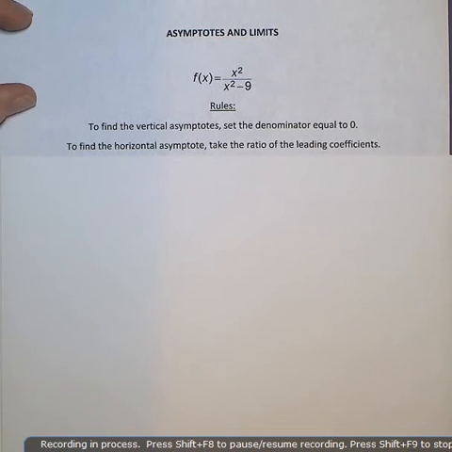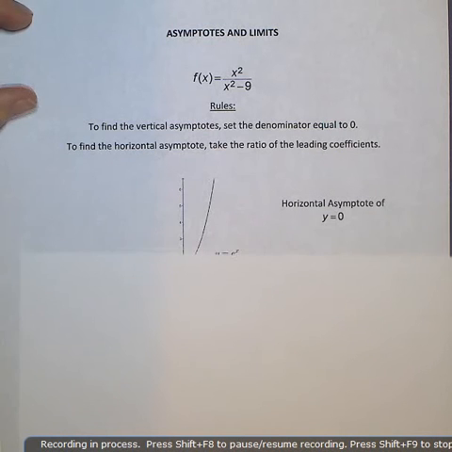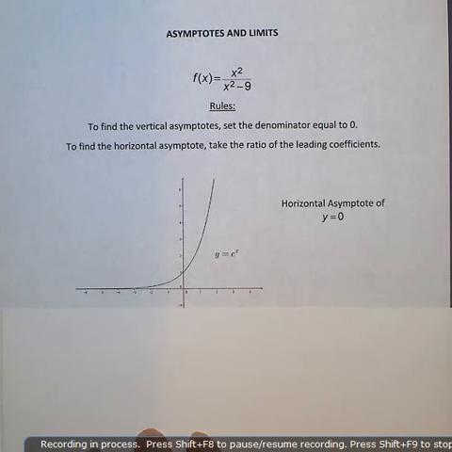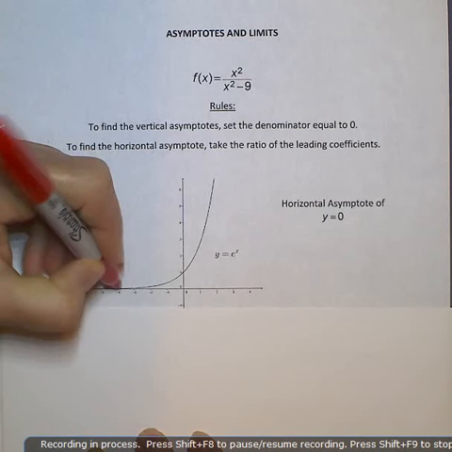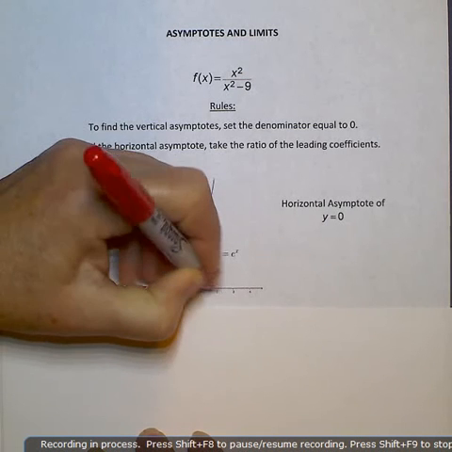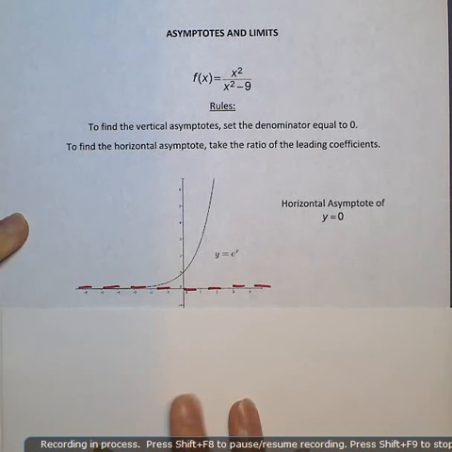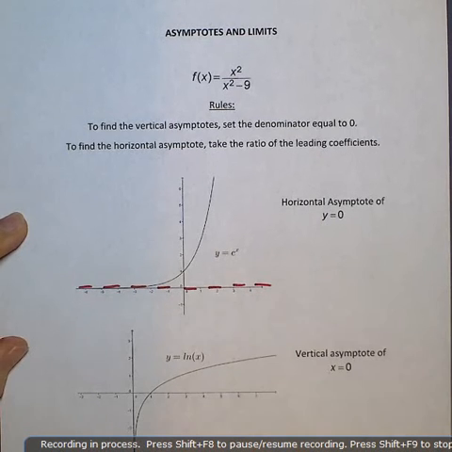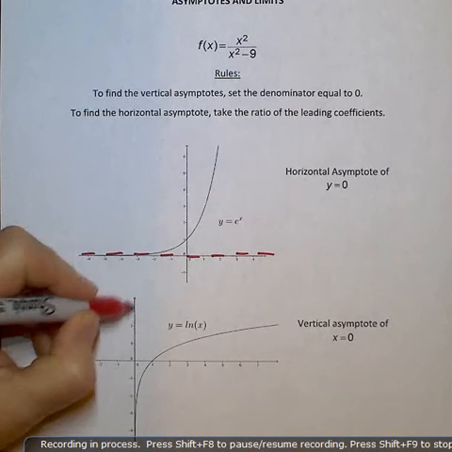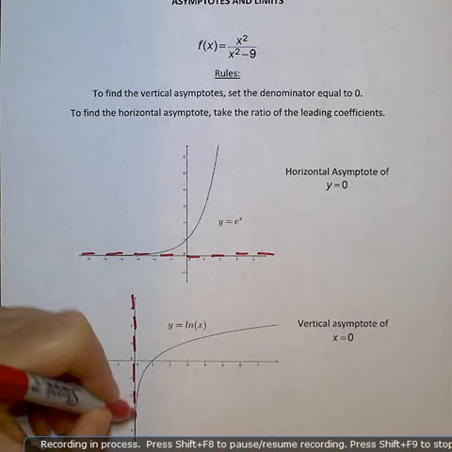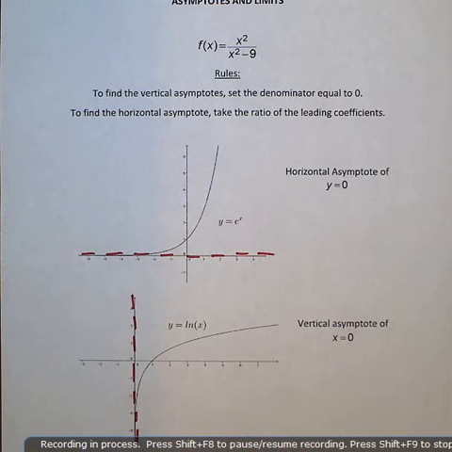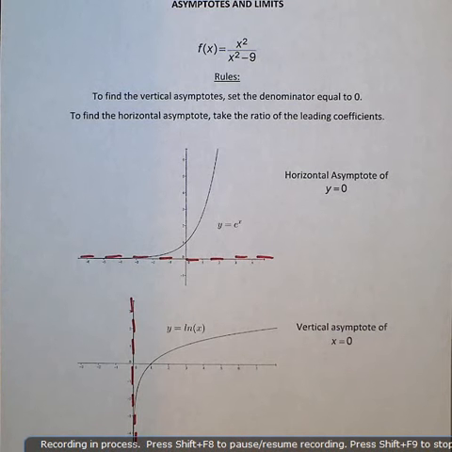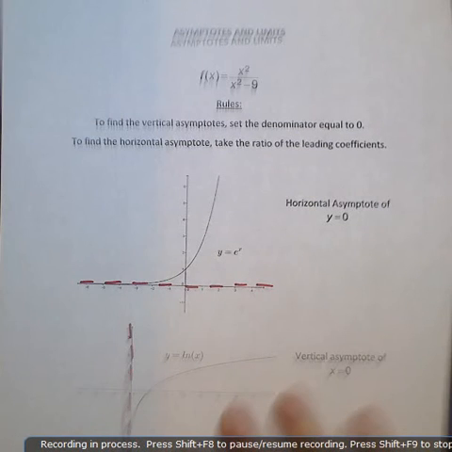Remember that y equals e to the x has a horizontal asymptote of y equals 0, and y equals ln of x has a vertical asymptote of x equals 0. So what are the underlying concepts that make these rules make sense? The answer is infinite limits.